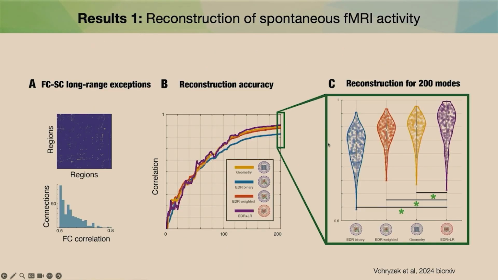And then we were interested in looking at these functional features that might be important for this optimal information processing in the brain. So we look at the reconstruction accuracy of the long-range exceptions of the spontaneous functional MRI. And here, as done before, we show it for the first 200 modes. And as I'm showing here on the right, you can see that the EDR plus long range seems to accurately represent these connections in comparison to the EDR alone or the geometry.